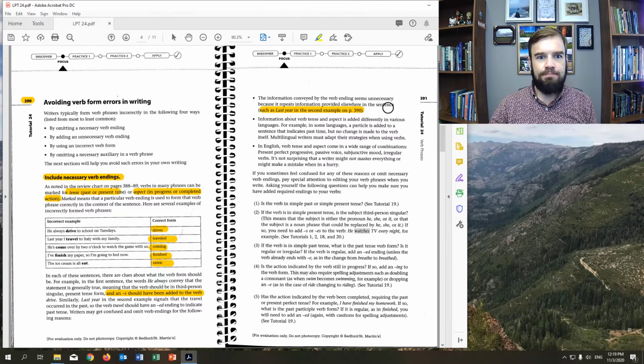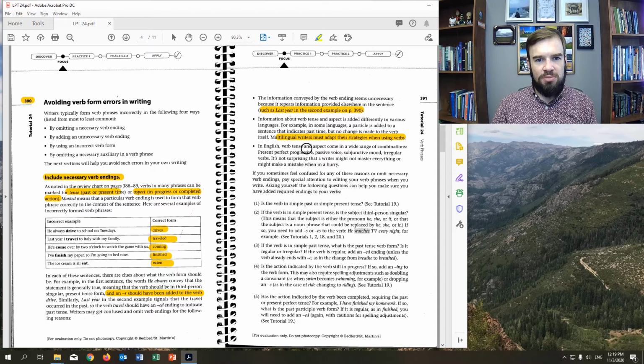But in English, even if you have time words to indicate the past, you've got to mark the verb for tense. Always. Now, also, sometimes there's information about verb tense and aspect that's added differently in various languages. For example, in some languages, a particle is added to a sentence that indicates past time, but no change is made to the verb itself. Multilingual writers must adapt their strategies when using verbs. This is what I just said.